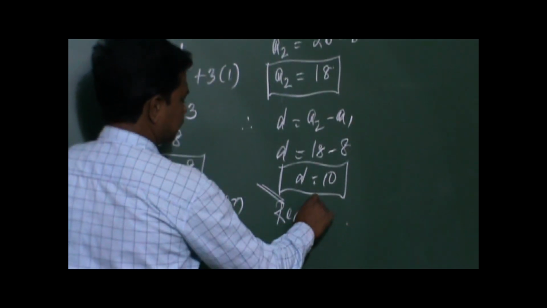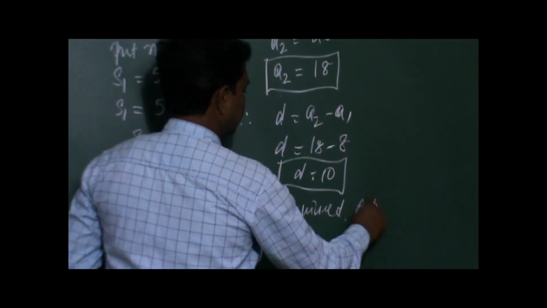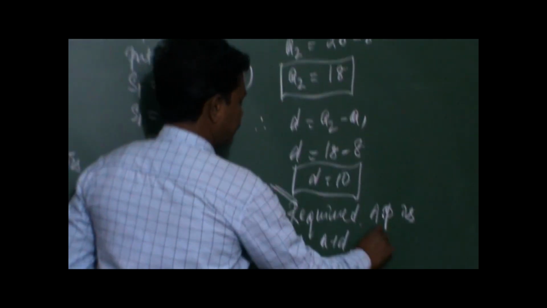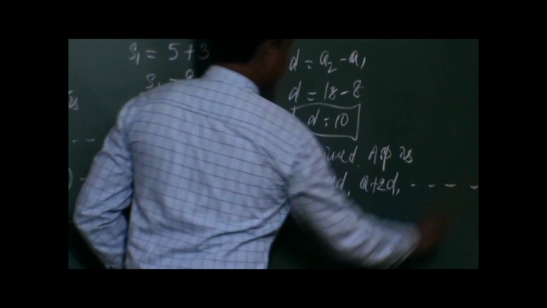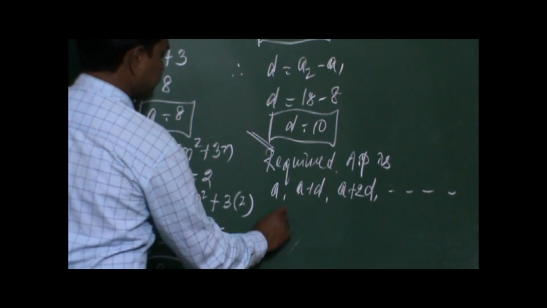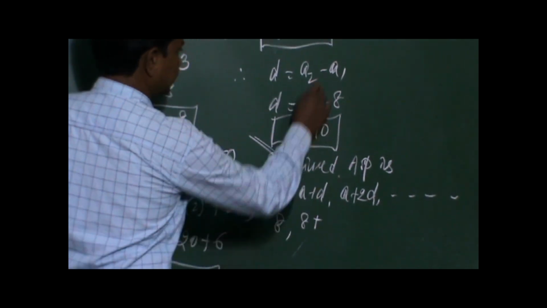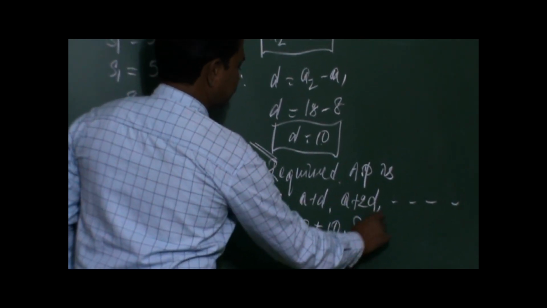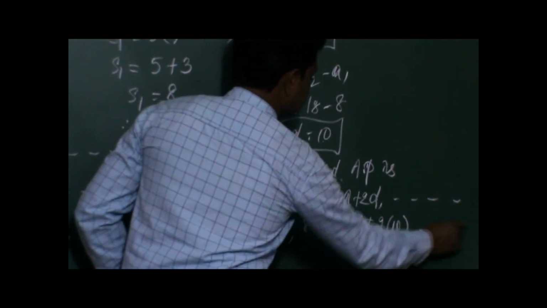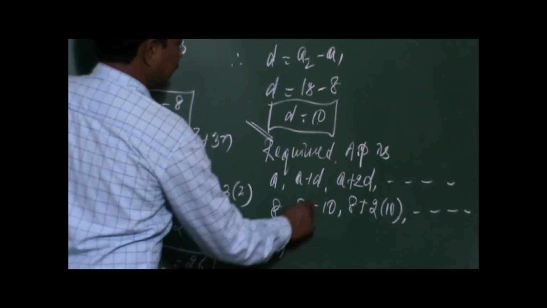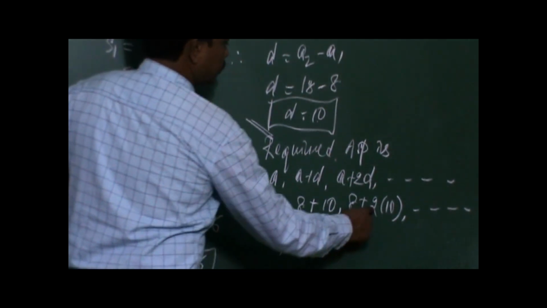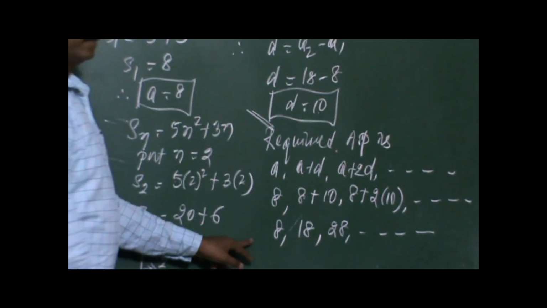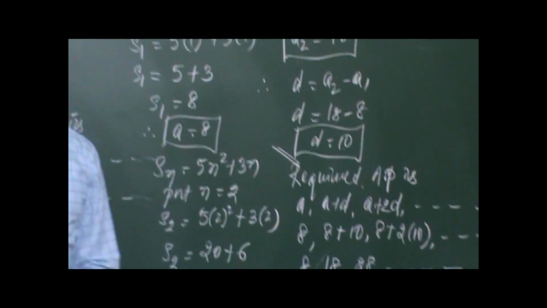So required AP is a, a plus d, a plus 2d, dot. So a stands for 8, comma, 8 plus d is 10, comma, a is again 8 plus 2 into 10, comma, dot. So it is 8 plus 10 is 18, 2 tens are 20 plus 8 is again 28, dot. So this is the required AP. So this is a very important problem.